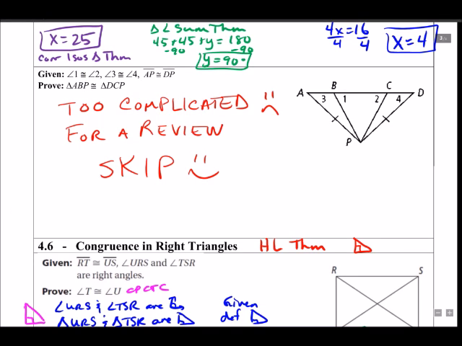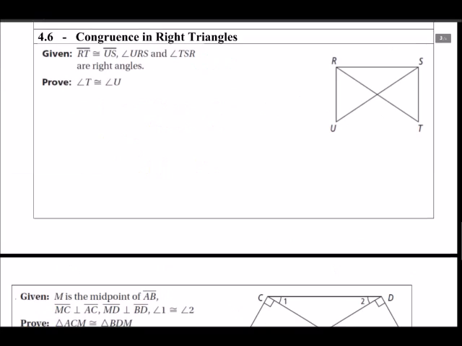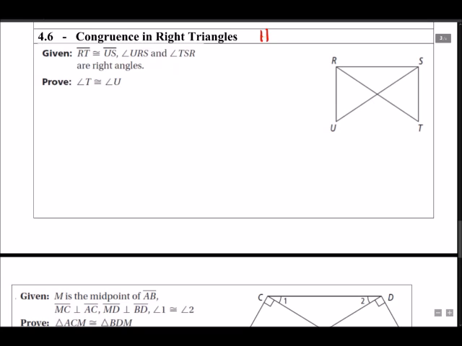All right, this proof is too complicated to put into a review. We're going to skip it. Yay! Back to our previously scheduled program. Go to 4.6. This was congruence in right triangles. This was our friend HL theorem. And I have a feeling we're going to be dealing with right triangles. Remember, HL theorem, our requirements are the hypotenuse, the leg, and a right triangle. So let's see what we're given here.